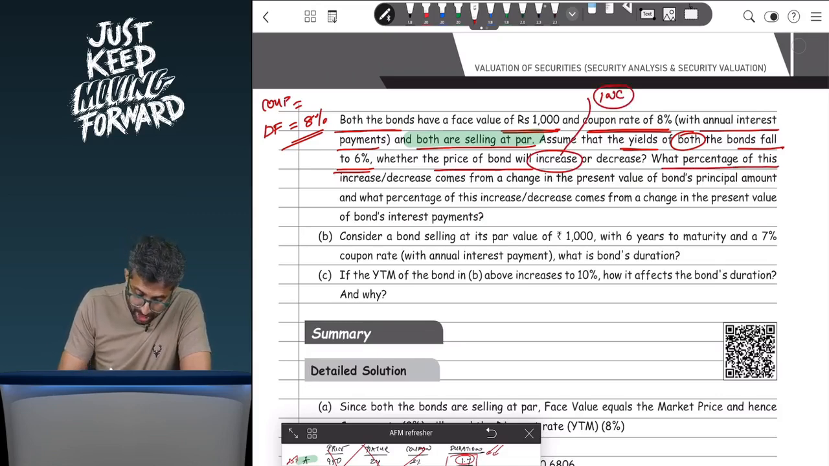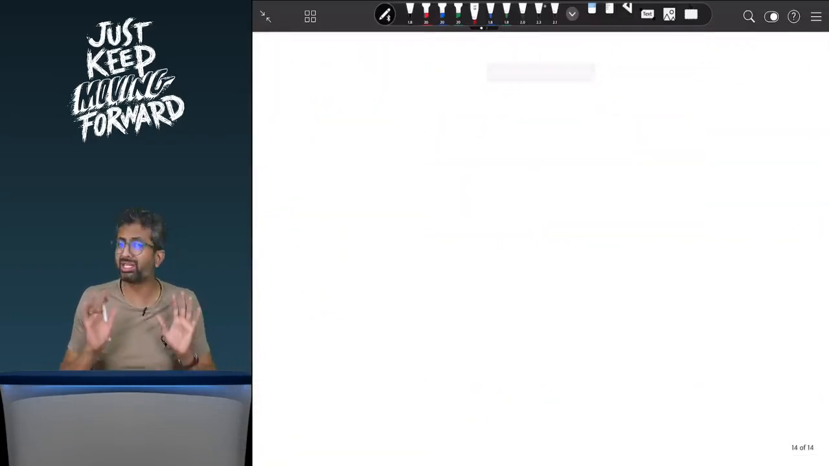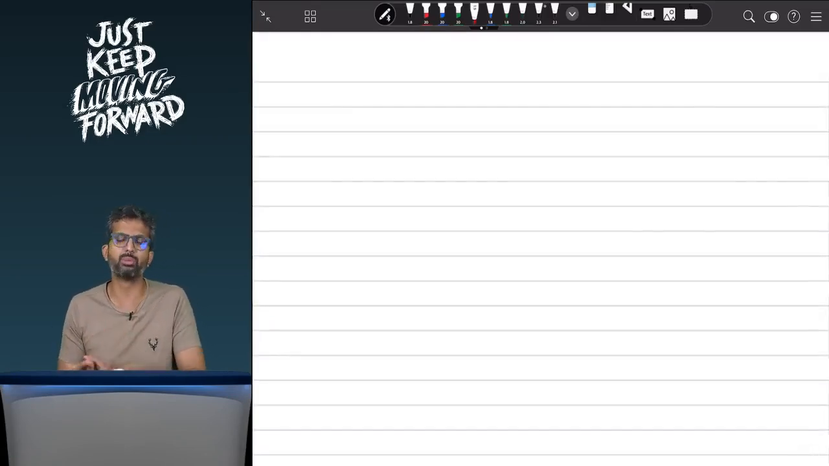What percentage of this increase or decrease comes from a change in the present value of the bond's principal amount, and what percentage of this increase or decrease comes from a change in the present value of the bond's interest payment? Now this is a little difficult to comprehend. The question is very easy. We are sure that the bond price is increasing, but how much of this increase is coming due to the bond's principal and how much of it is coming due to interest?